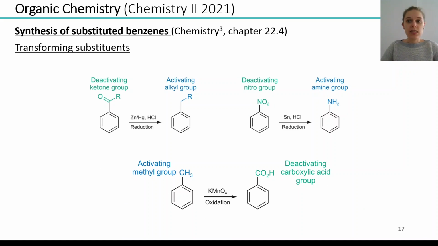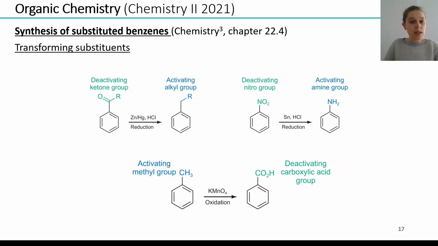Only a limited range of electrophiles react with benzene in electrophilic substitution reactions. Accordingly, it is helpful to transform existing substituents into other functional groups. Such a transformation can, for example, be done by a redox reaction. As shown here, the Clemmensen reduction can be used to transform the ketone group into an alkyl group. And similar to this reduction, a nitrile group can be transformed into an amine group when using tin and hydrochloric acid. These two reductions transform a deactivating substituent into an activating substituent.